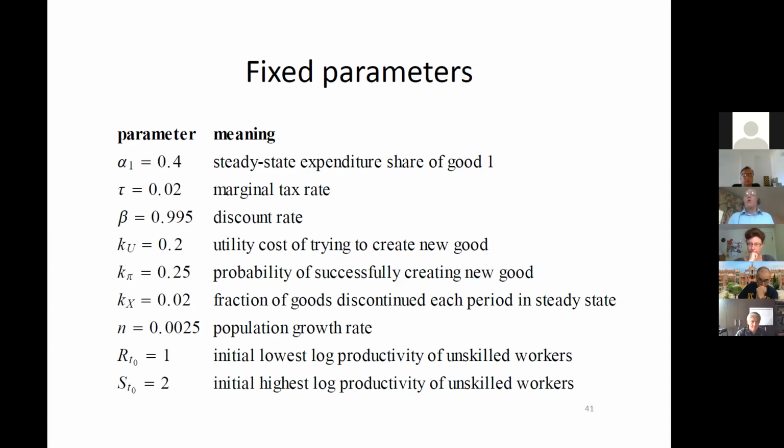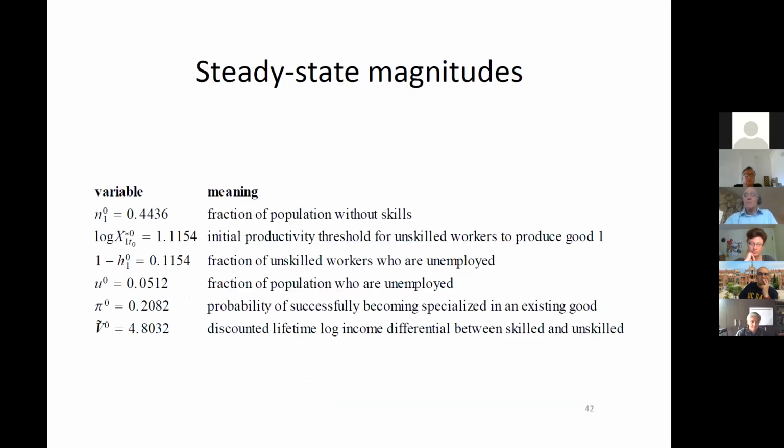There's a fraction of 2% of goods that are discontinued every period along the steady state growth path. It maybe sounds like a lot. It roughly matches the gross flows of what seem to be inflows of involuntarily unemployed people each period in a typical healthy growing economy. Take the annual population growth rate to be 1% and a spread on the productivity of the unskilled.